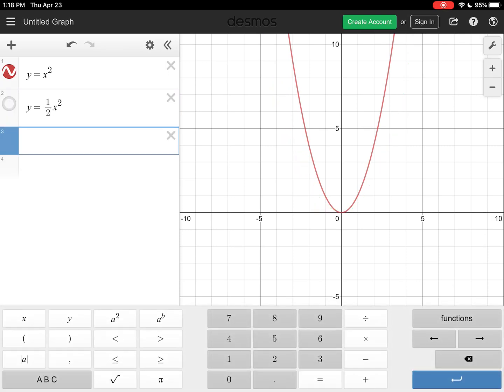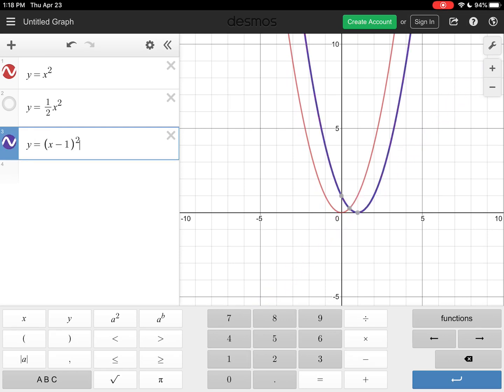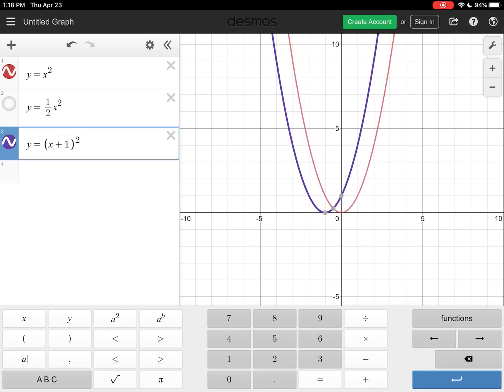Now let's say I do this. Now I'm going to put a number inside the parentheses. Notice I put a -1 there, and what it actually does is it moves the parabola to the right one, where it's a positive one. So it's moving it in the opposite direction. If I put a +1 in there, now it's moved it to the left, a -1.